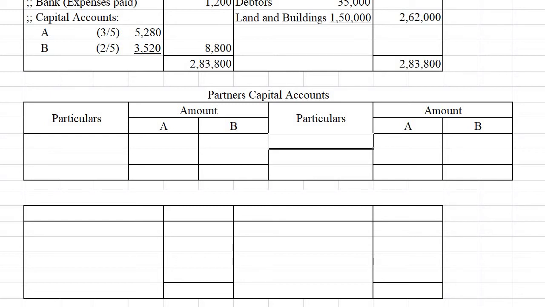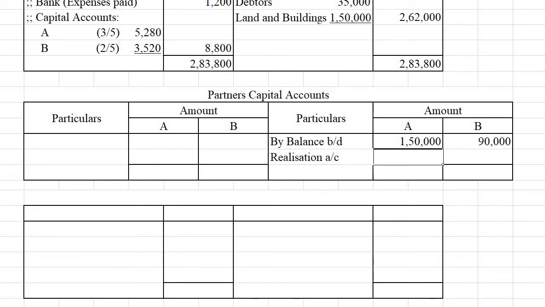So let us see, by balance brought down, where the balance is given. Yes, it is there in the balance sheet. 1,50,000 for A, and for B how much was it? 90,000 was there for B. Then realization profit was there, that is to be transferred. Realization profit is transferred: 5,280 here and 3,520 here. Okay.